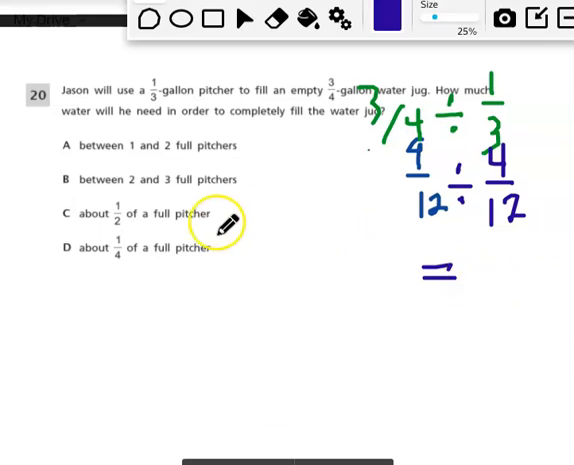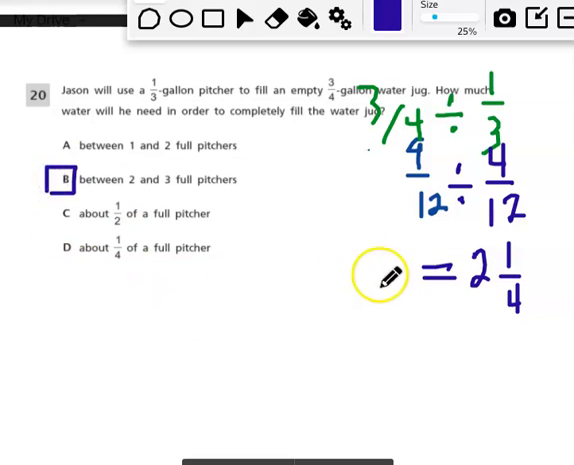Correct. So your answer is gonna be what? Actually, that's 2 and 1/4. Correct. So you're gonna have 2 full pitchers and 1/4 of that pitcher. So which one is your answer? A, B, C, or D? B. That's a B.